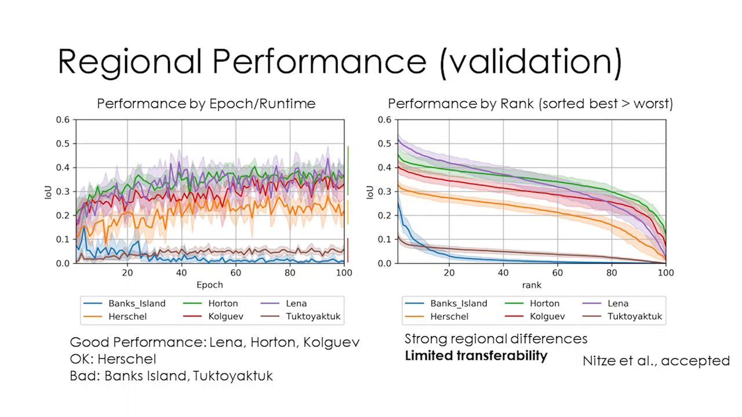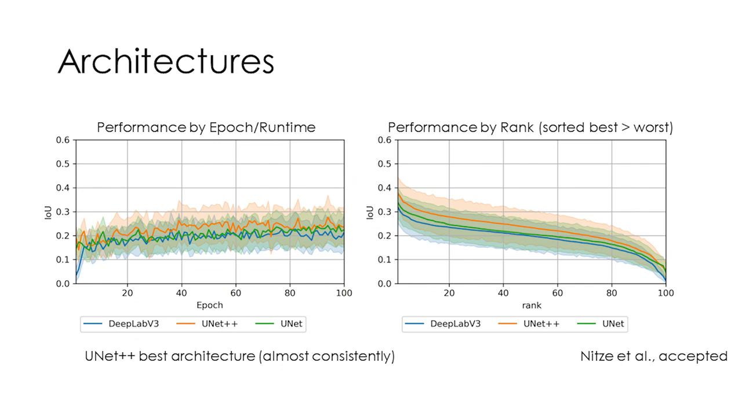In Herschel, they don't perform that well. And in Banks Island and Tuktoyaktuk, they are pretty bad. So we see large differences between the different models. And we see also that by the ranked one, where it's a bit easier to pick up the differences. We applied the same analysis, not for regions, but also for architectures, where UNet++ came out as the overall best architecture for mapping thaw slumps across different regions. The other 2 architectures that we tested, UNet and DeepLab v3, performed quite similar.